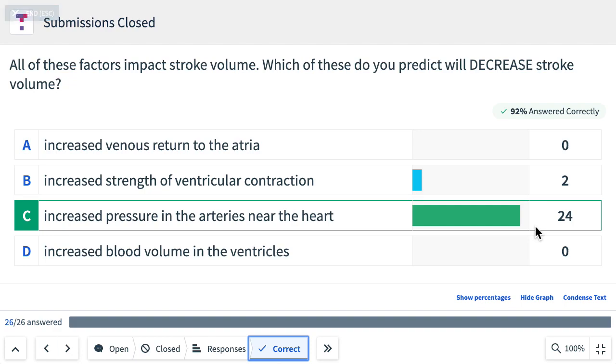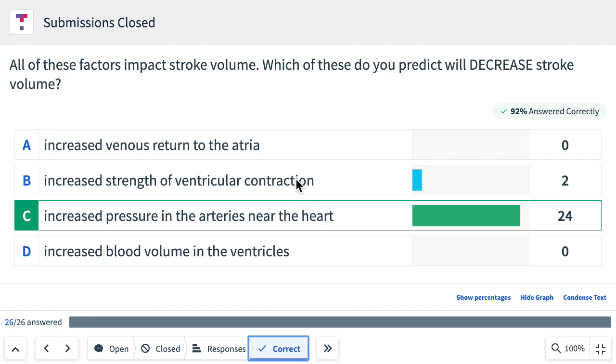Okay, so let's address this first of all to make sure that everybody actually gets it. All of these factors do impact stroke volume. Increased venous return to the atria will, of course, impact what's in the ventricles, correct? Can anybody tell me why this is an incorrect answer? Increased strength of ventricular contraction. Will that decrease stroke volume? And if not, why not?